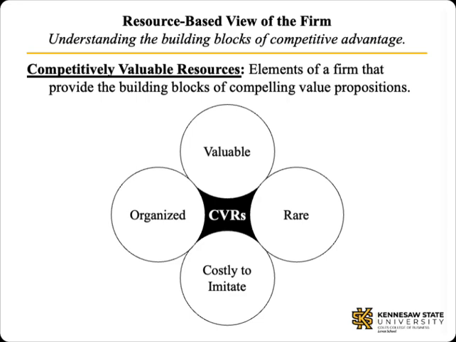A CVR is also costly to imitate. This means that other firms cannot easily replicate the attribute. Factors that contribute to this include unique historical conditions, causal ambiguity, and social complexity, as described in the textbook. Finally, the firm must be organized to capture the value of the resource. This means that the firm has the appropriate structures, processes, and systems in place to fully exploit the potential of that attribute.